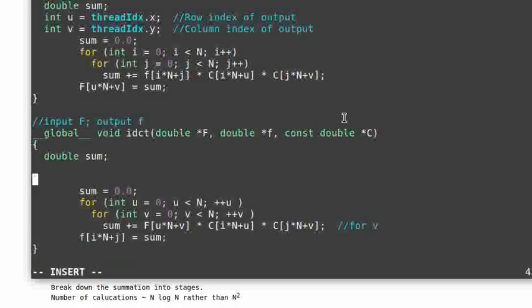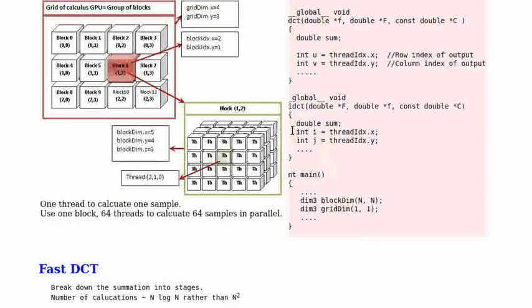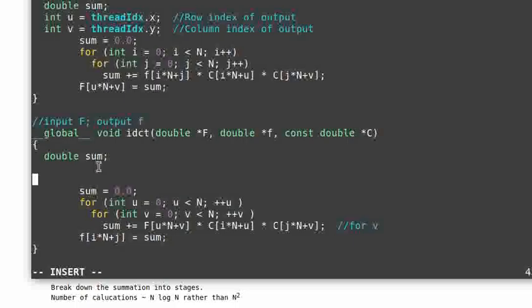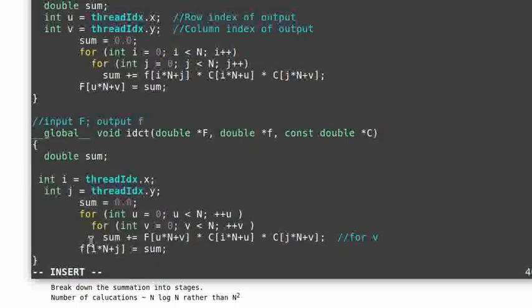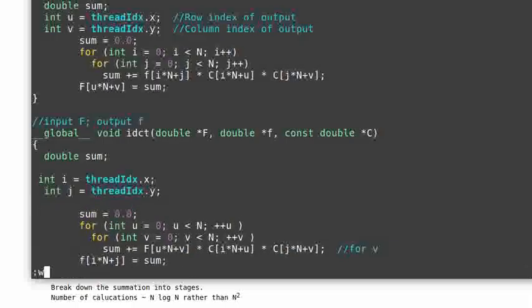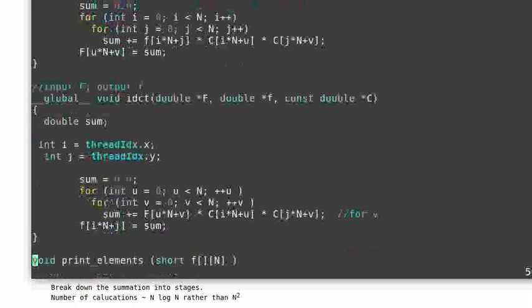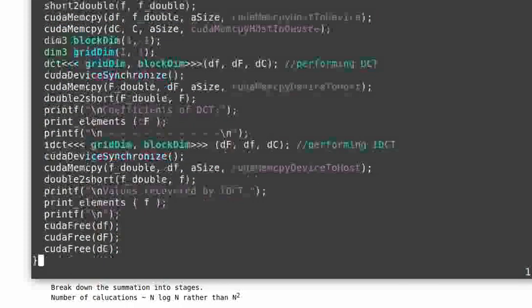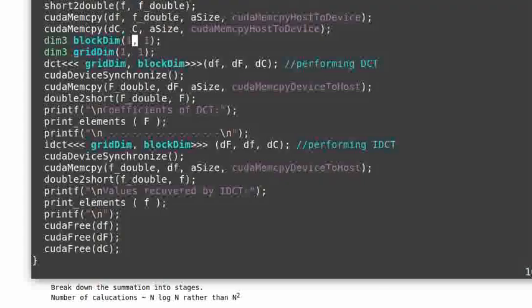And the IJ values would be the XY index of the thread. So this is IJ, one thread, one pair of IJ, to calculate one Fij. And here we just change this to n. Others are the same.